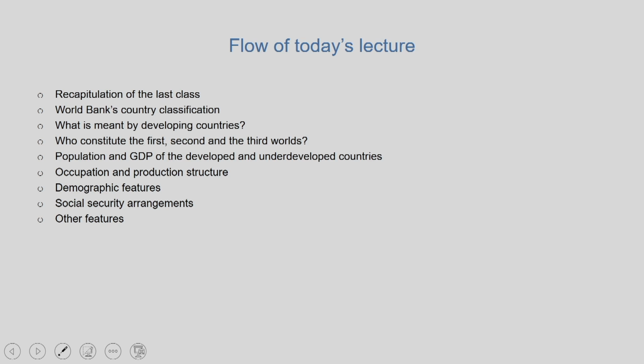world. And then we'll look at some of the specific features with respect to occupation and production structures, demographic features, social security arrangements, and a brief discussion of the other features that distinguish the developing countries from the developed countries.